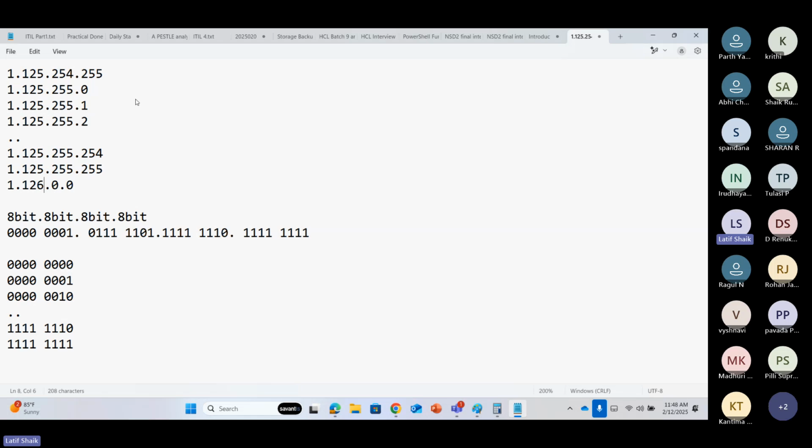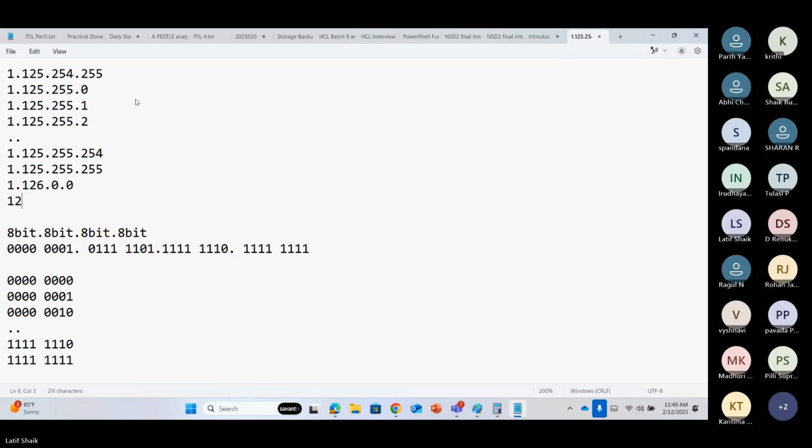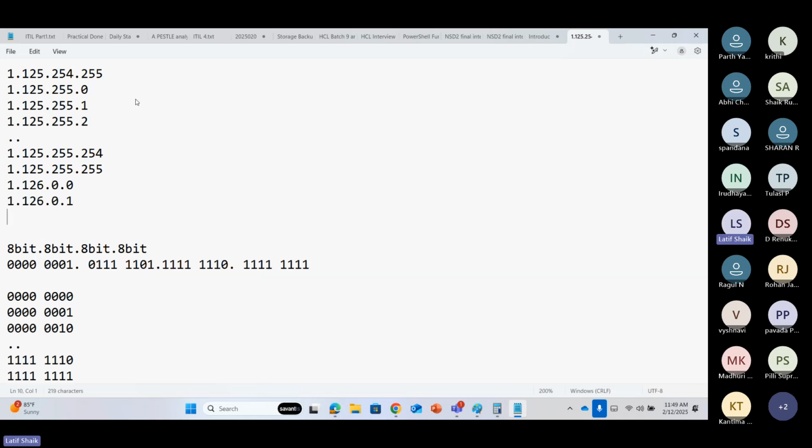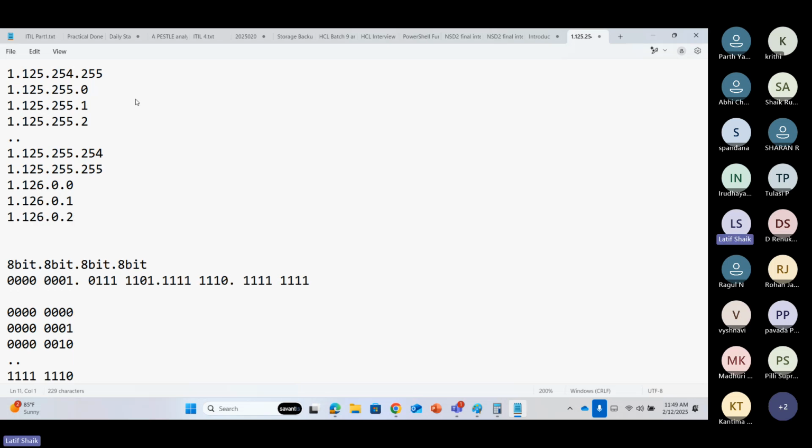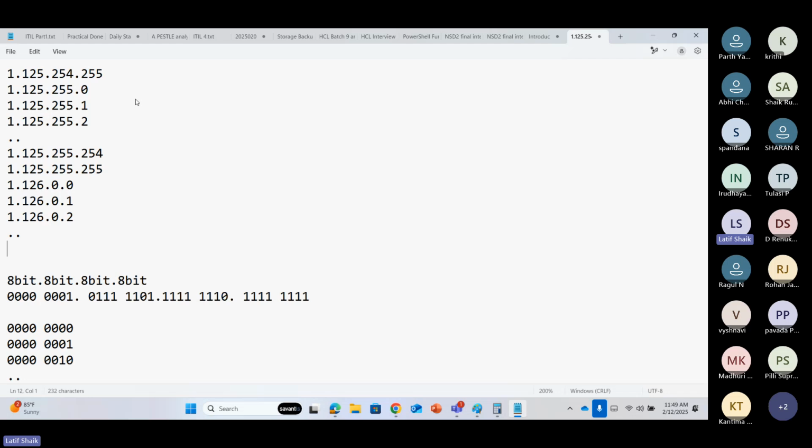Now 1.126.0.1 continues. 1.126.0.2, it continues till 1.126.255.255. Then it becomes 1.127.0.0. But until it becomes 1.255.255.255, all are in the same network only.